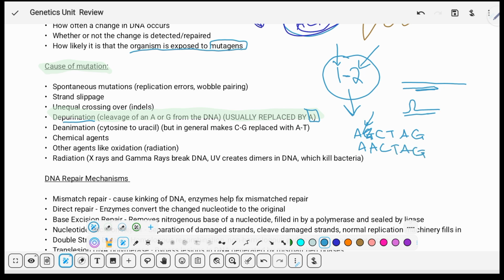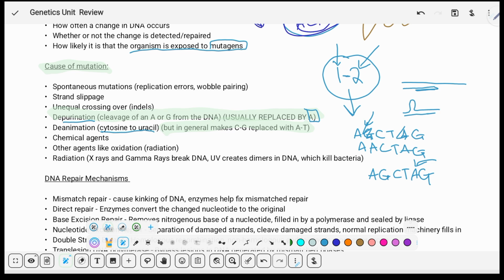So that's how that goes. Of course, if this A gets cleaved out, and it's A, G, C, T, A, then when it would be replaced with another A, nothing happens. So that's kind of hit or miss with depurination. Deamination is cytosine to uracil, but in general, what you need to know about deamination is it usually makes the C to G replaced with A to T. So it completely replaces that base pair.